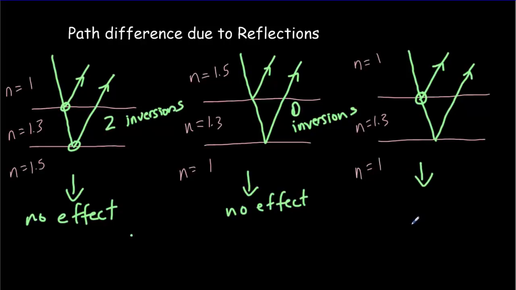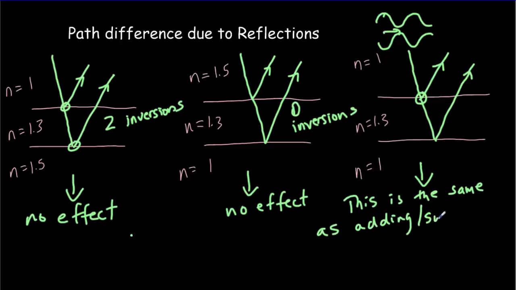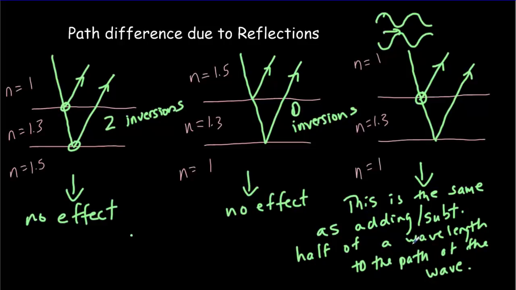So what's happening here, it's like when you add 180 degrees, when you flip the wave over, you're effectively adding or subtracting half a wavelength to the path difference, right? If I have a wave like so, and then I draw it upside down, it's the same thing as if I had advanced the crest by half a wavelength. So this is the same as adding or subtracting half of a wavelength to the path of the wave. So we can represent this situation here by simply adding 1/2 to the path difference.